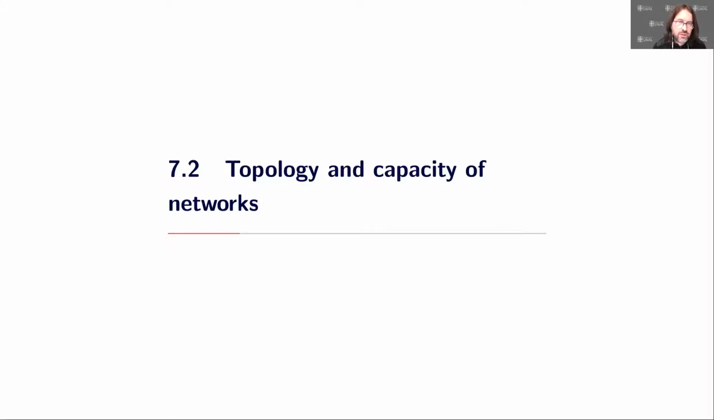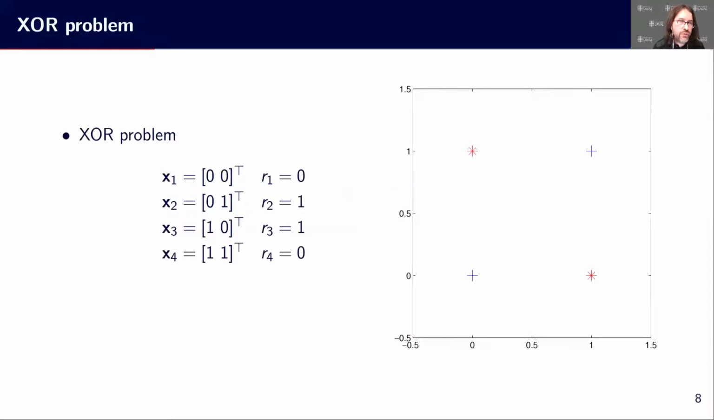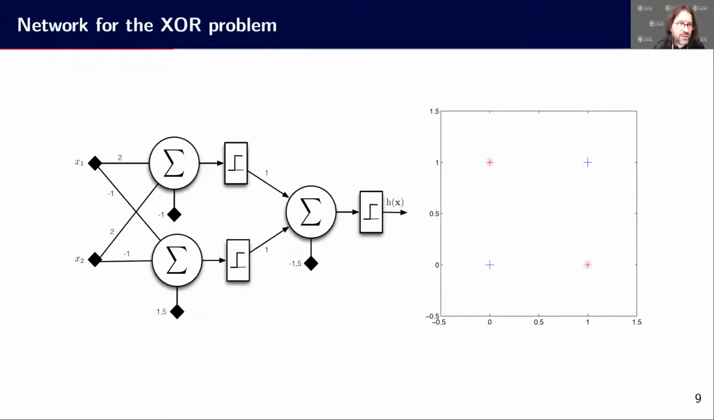Now let's talk about the topology and capacity of these neural networks. If we go back to the XOR problem, this is the third time we are showing this in the course. So you basically know that the XOR problem is a basic instance of non-linearly separable data. With four instances, no linear model is able to process it. Now let's use a simple multi-layer neural network to process that. And this one can do this.